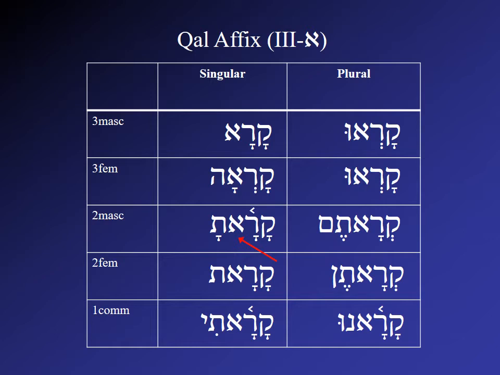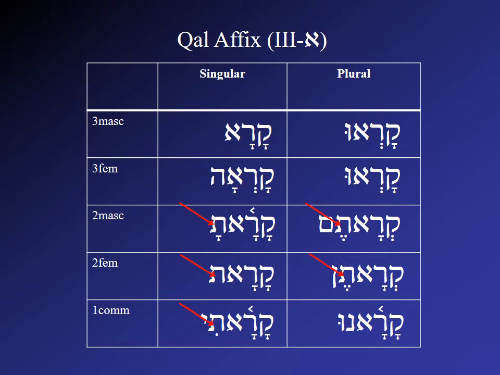Second, we notice that in the forms where we would expect a shva under the aleph, we do not have a shva under the aleph. This is a quiescent aleph, which we've seen before. It is closing the syllable by itself, and it does not need a shva to do so. So this is the second rule. Then the third rule is about the loss of the dagesh in the affixes. So here in all of the tav affixes, we have lost our dagesh. So we have spirantized tav following the aleph.